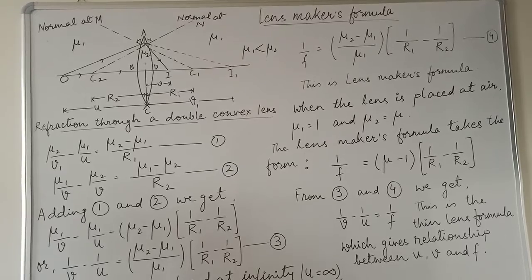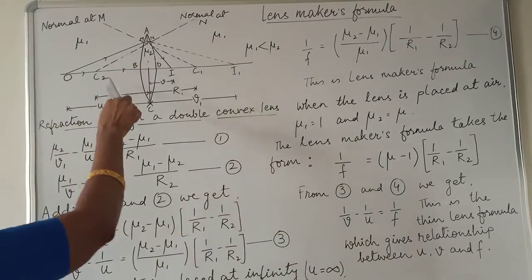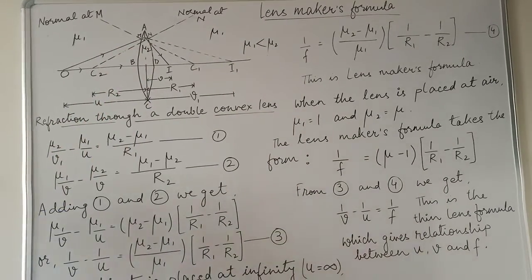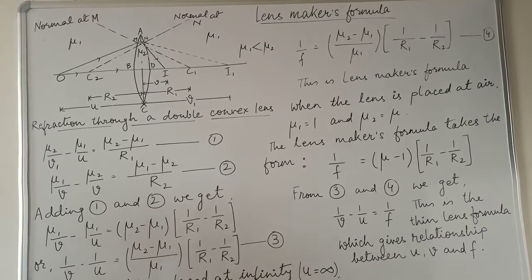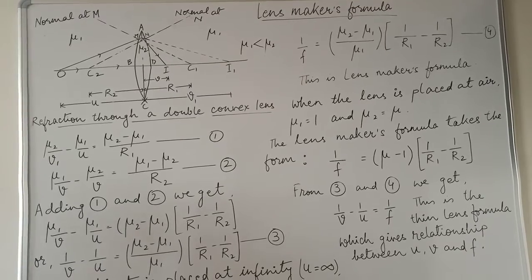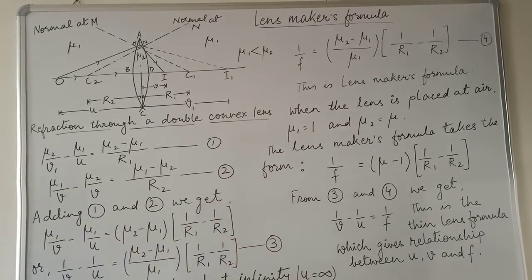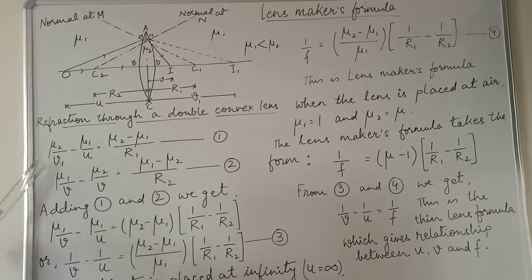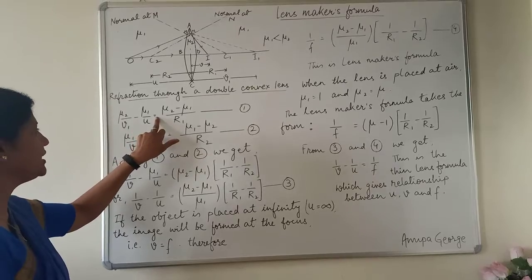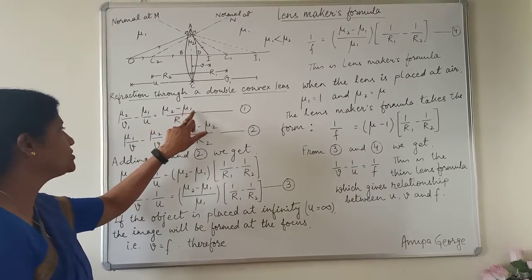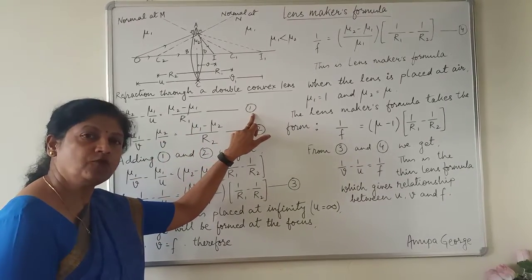For refraction at this surface ABC, we can write the relation between the object distance u, image distance v1 and radius of curvature R1 as mu2 upon v1 minus mu1 upon u is equal to mu2 minus mu1 upon R1. Let it be equation number 1.